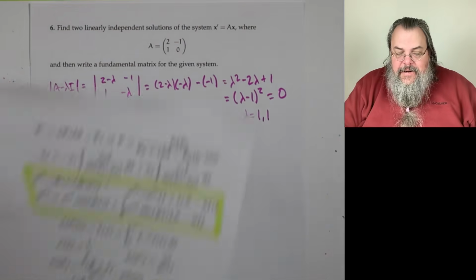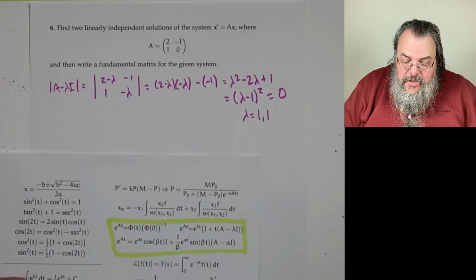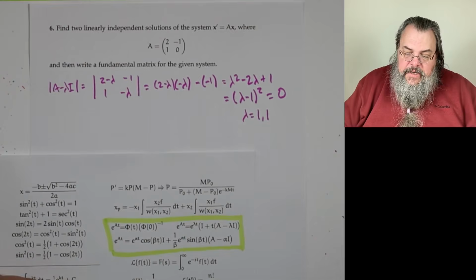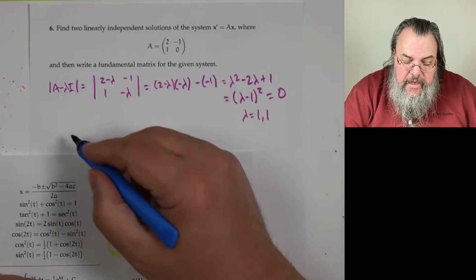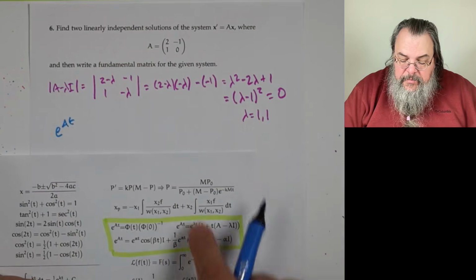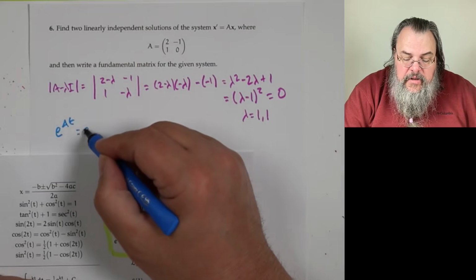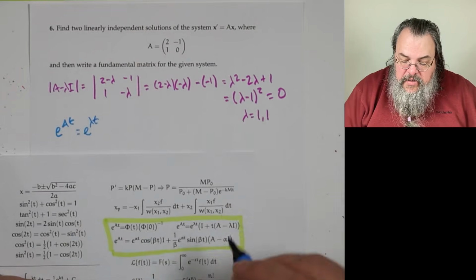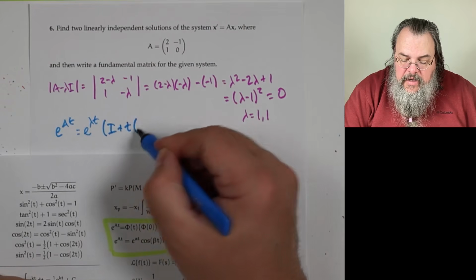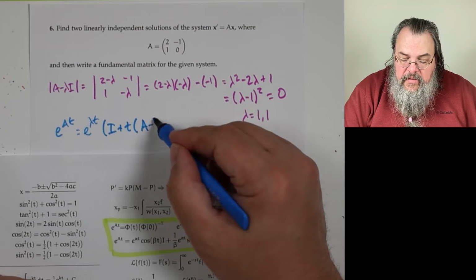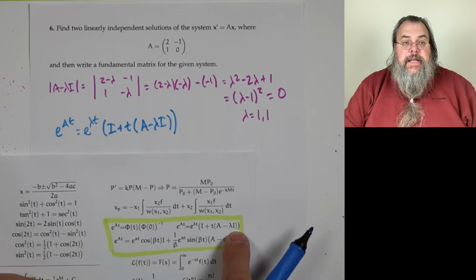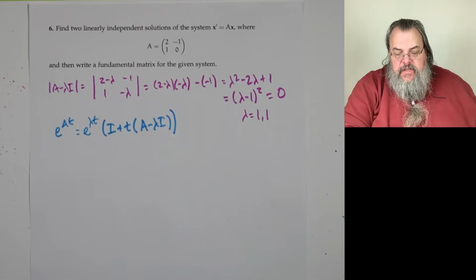So let's look at our formula sheet, and notice we have this part right here. So I'm going to rewrite it. That's e to the At. So e to the At is equal to e to the lambda t, all right, I'll write that, e^(lambda t), times the identity matrix plus t times (A minus lambda I). Okay, so I'm just copying it down. All right, we'll put that aside.